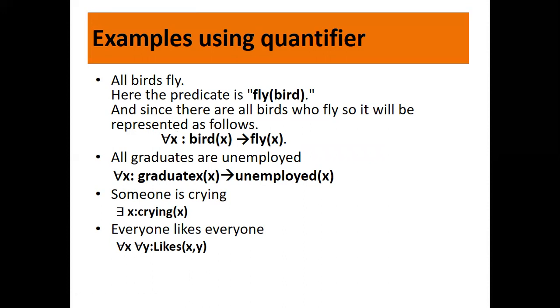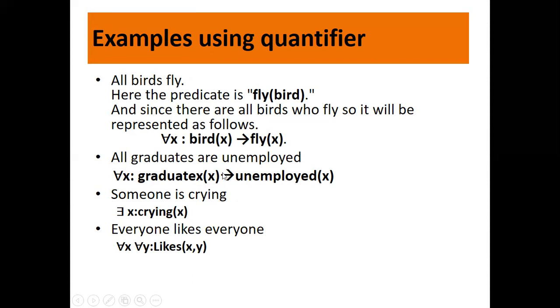Another example here: all graduates are unemployed. Again, "all," so you are using the universal quantifier with the variable x. What we say is, x is a graduate. x is by mistake there, it should not be there. x is a graduate. Because x is a graduate, x is unemployed. Is it fine? Okay. So, all graduates are unemployed.